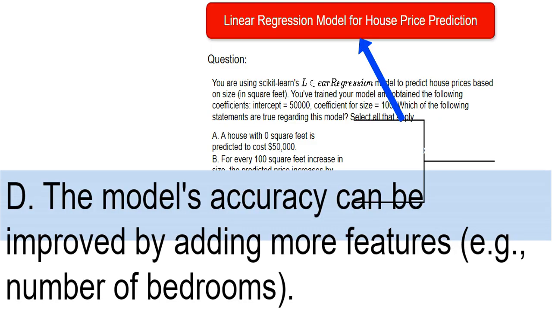Absolutely. This model only uses the size of the house to predict the price. We could likely make it more accurate by adding other details that could influence price, such as the number of bedrooms, bathrooms, location, and so on.